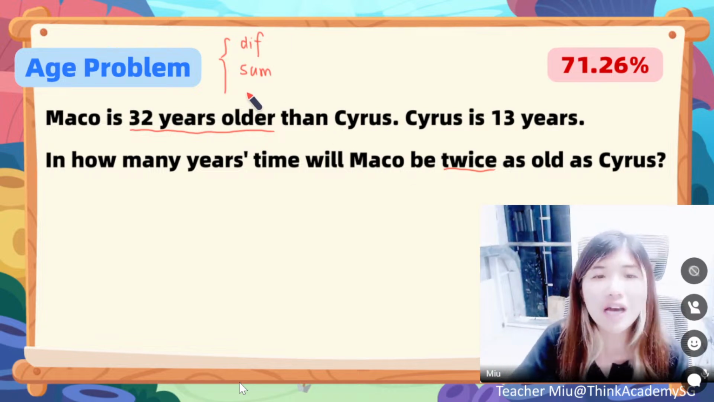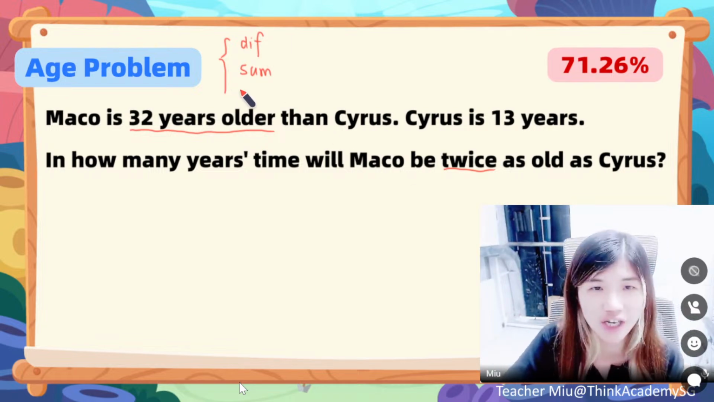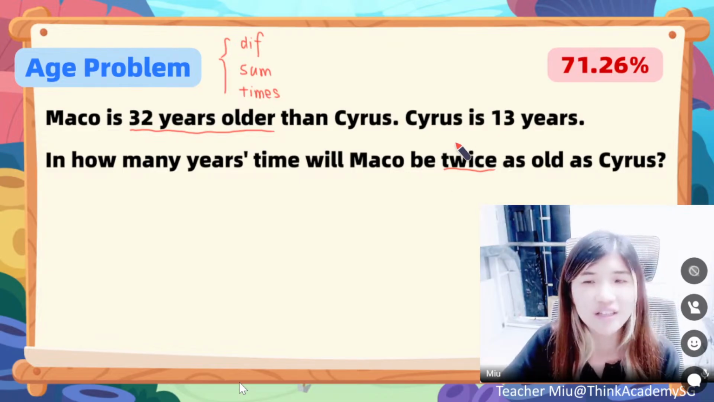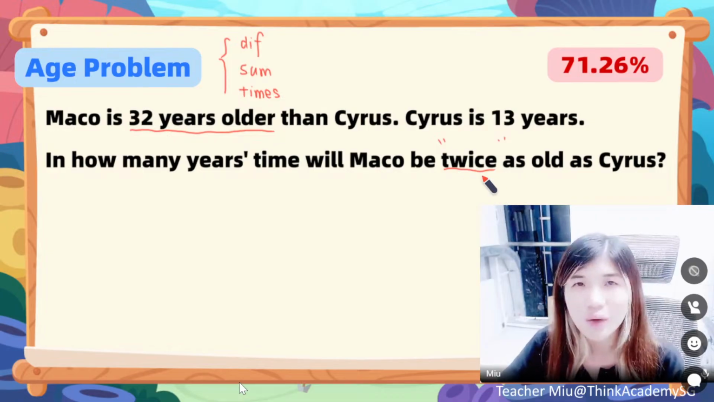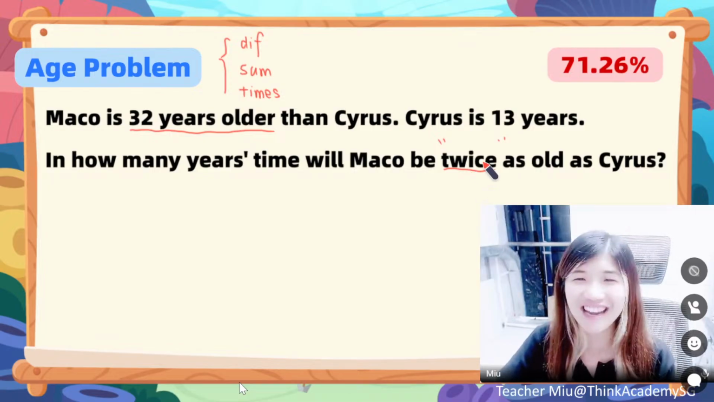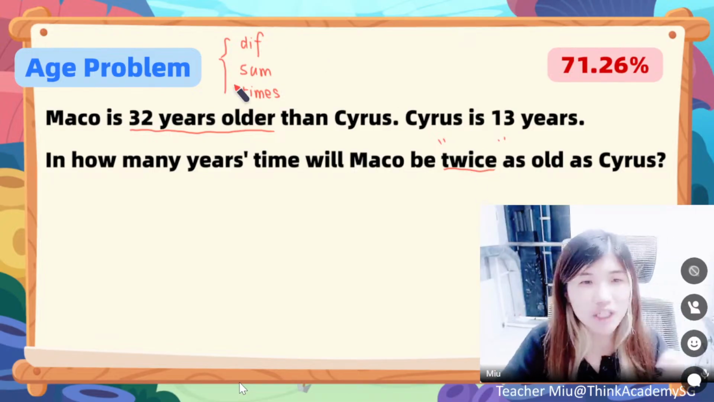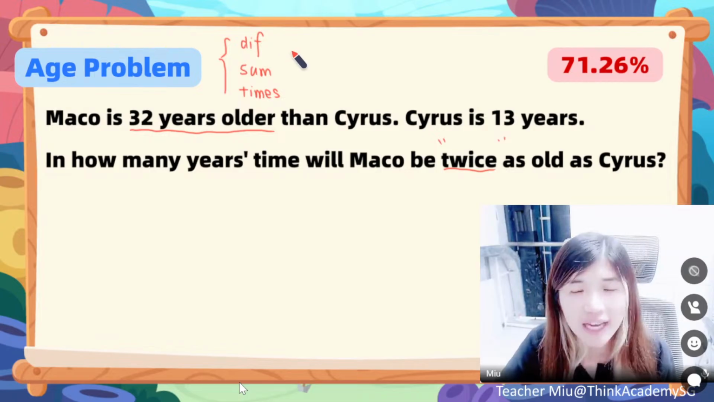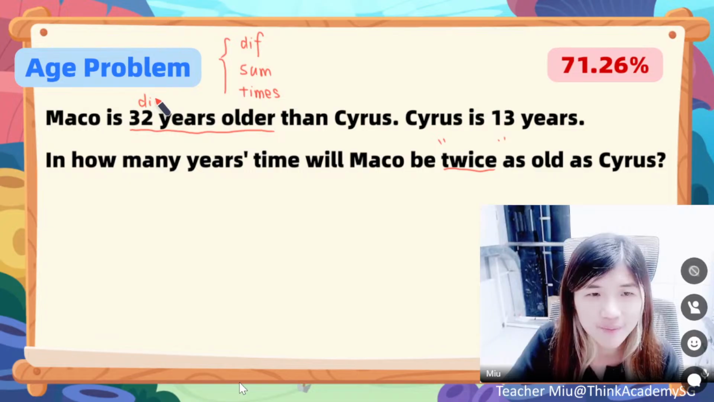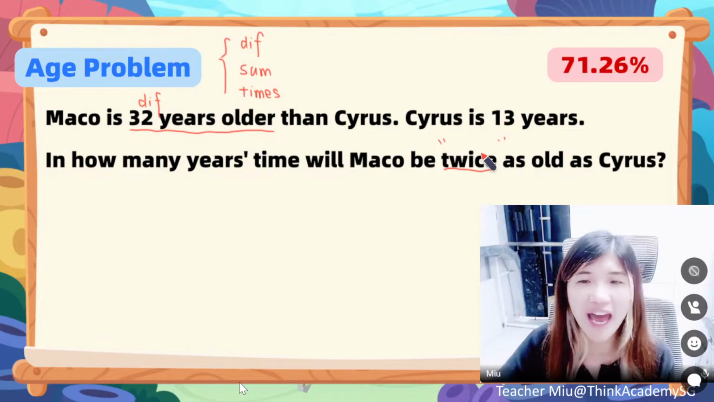Also, we talk about the multiple relationship. It's about times, just like in this question, twice as old as Cyrus. This year it is twice. Would it also be twice next year? No way, right? So that's what we talk about for age problems, the very important 3 keys. So for this question, we have the difference, and also we have the times.